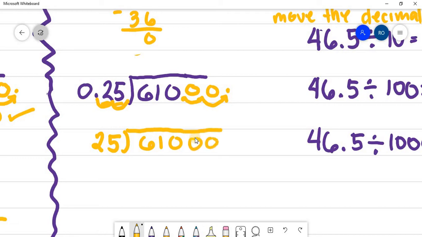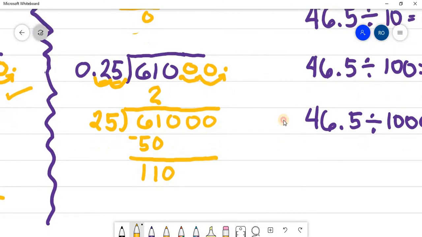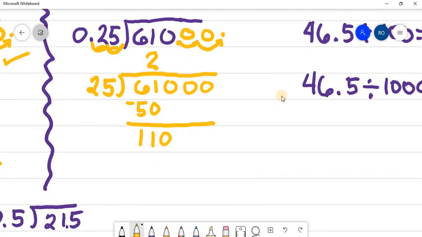Now let's divide. 6 is not enough to divide 25, so let's include 1. So 61 divided by 25 is 2. And 2 times 25 is 50. Let's subtract. 61 minus 50 is 11. Bring down 0. Now we have 110 divided by 25. So 110 divided by 25 is 4.